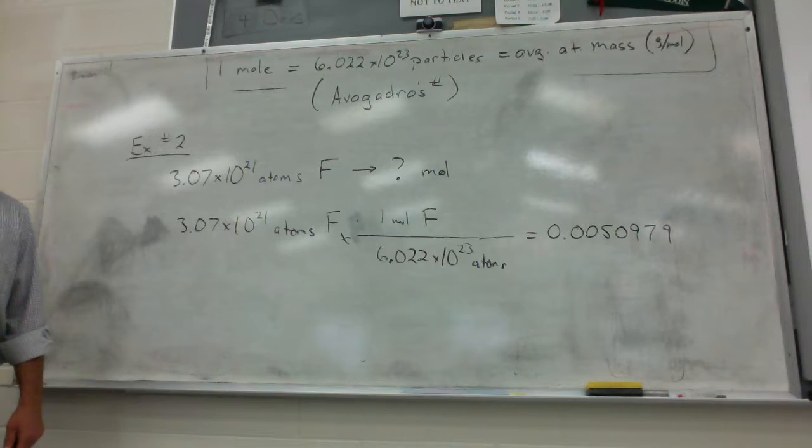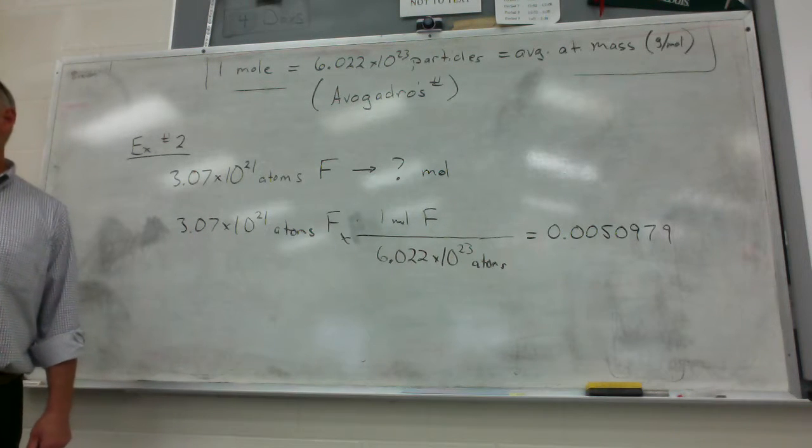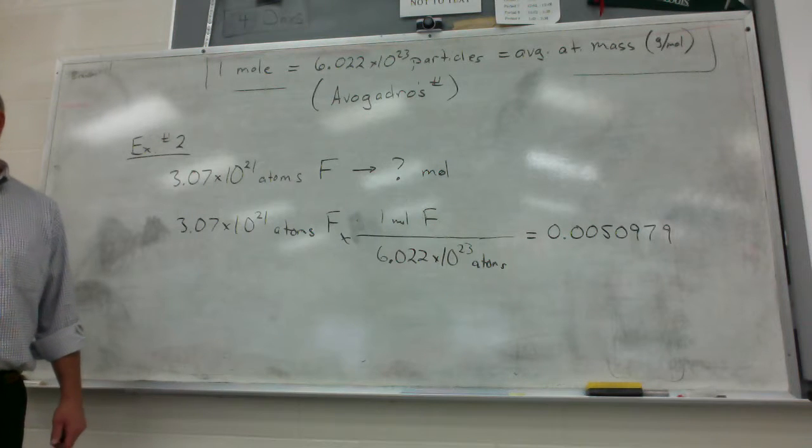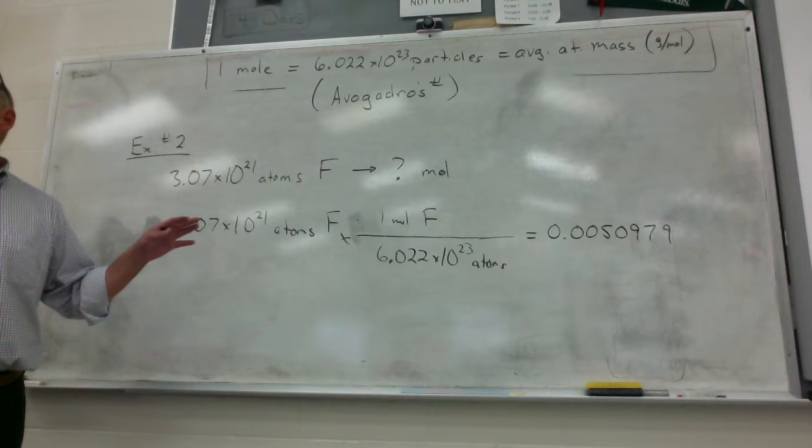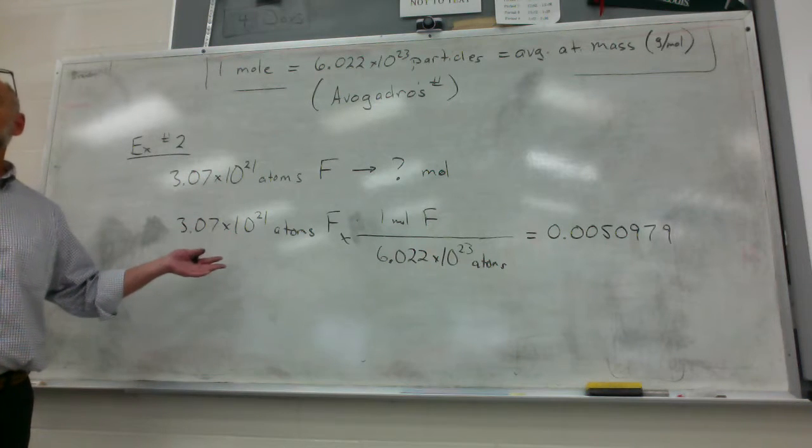Mine didn't come up with that. You didn't get that? I don't think Brody did either. Mine said error. Well, that's because you didn't do it right. No, I said 5.097 blah blah blah. Doesn't matter. All right, so how many significant figures are valid here?